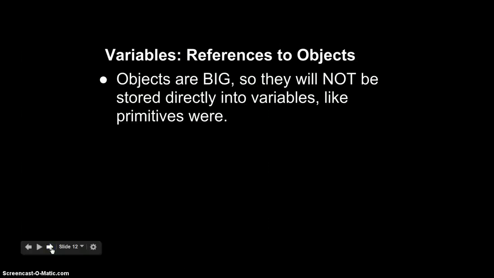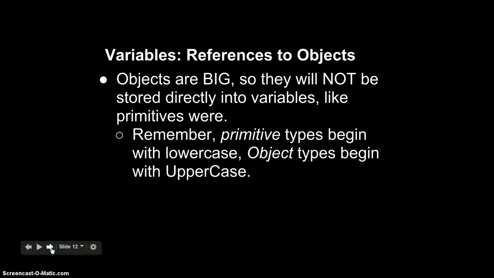So here we go. Now how are we going to store objects? Because here's the problem. Objects are big, so we can't store them directly into variables like we could with primitives. And keep in mind that primitives are just all the types we've been working with so far. The ones that begin with lowercase, so int, boolean, char, double, all of those. Those are primitive types. Object types begin with uppercase letters. Just something to keep in mind.